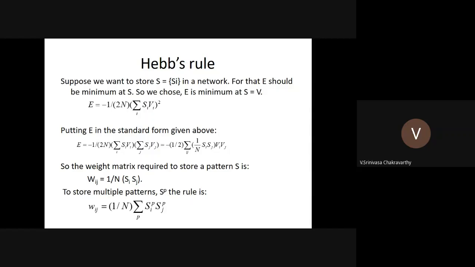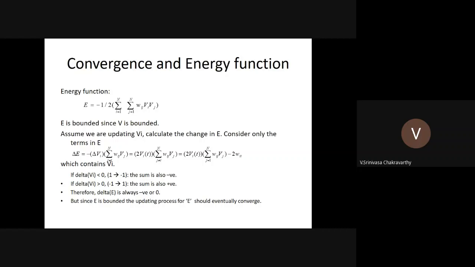So I want a cost function, some kind of a function which goes to a minimum. Okay, so this is the energy function. It is given as a double loop going over the weights Wij and the states Vi Vj, with a minus half factor in the front.